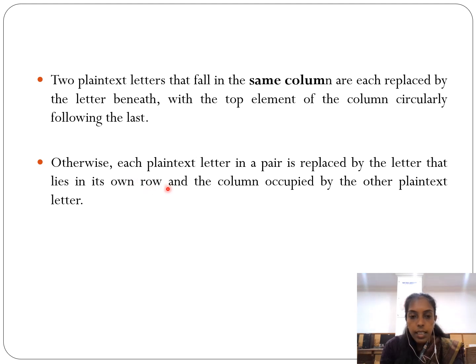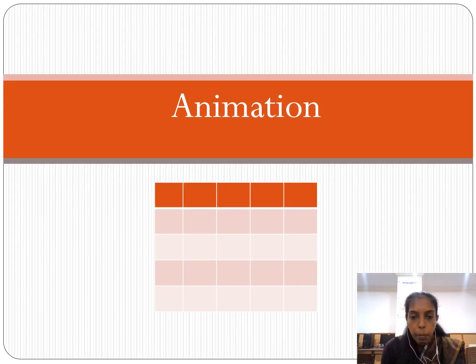And this is the last step: if we have the plain text letter pair in a different row and a different column, we have to take it as a diagonal, and then replace each letter with the end letter which falls in the diagonal matrix, either in the same row or in the same column. So we can go for an example.